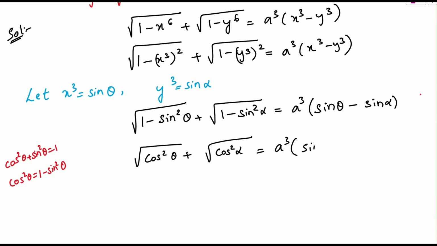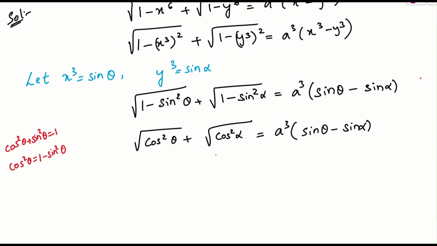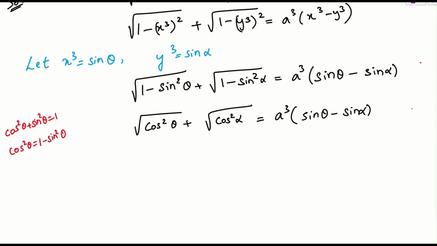Is it okay? I'll suggest what to do: sine theta minus sine alpha. Agree? So the square and root will cancel. So I'll be getting cos theta plus cos alpha must be equal to a cube times sine theta minus sine alpha. Agree? So what I suggest is to simply try to apply the formula. The right side is in the form of sin c minus sin d, and the left side is in the form of cos c plus cos d.